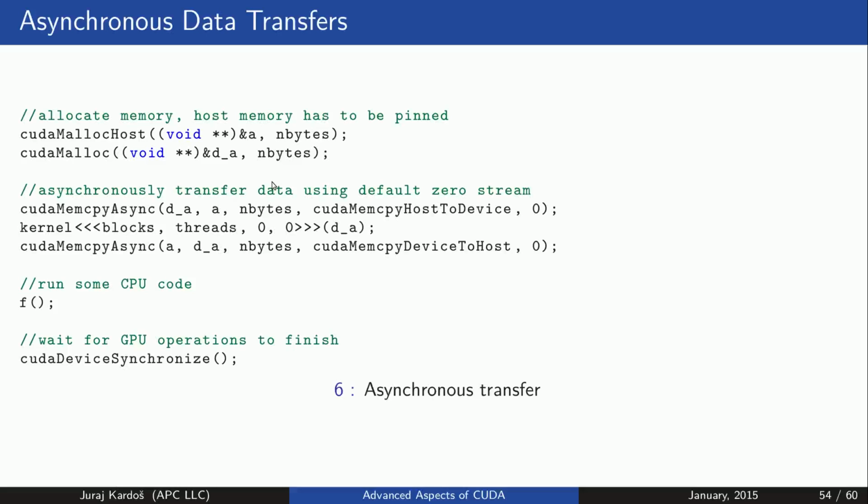So while the memory is being transferred or the kernel is computing, the CPU can continue its own computation, in this example in function f. The CPU will get blocked only on cudaDeviceSynchronize, which will block until all previously issued GPU operations are finished. Here you also see the stream ID, which is the last parameter of cudaMemcpyAsync, as well as the last parameter of the kernel call. In this example we used the default null stream.